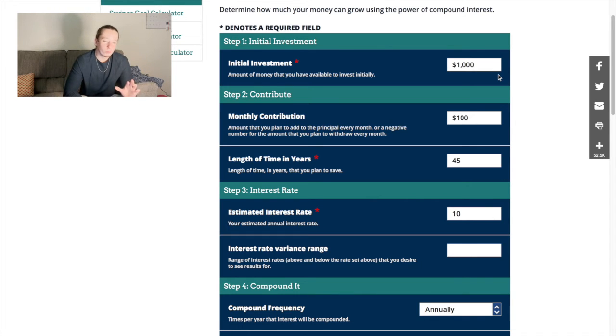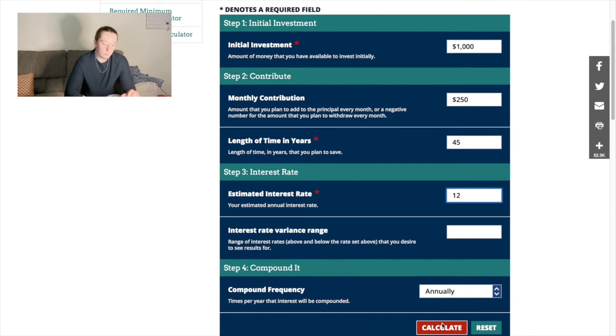Let's say we're still going to keep our initial investment of $1,000, but let's throw in $250 a month from our income, from our job, and let's keep it at 45 years because we're a 20-year-old and we still want to retire at 65. So let's keep it 45 years. And let's say this time we outperform the S&P 500 over the next 45 years. Let's say we get a 12% return, and we're going to keep this annual compounding.